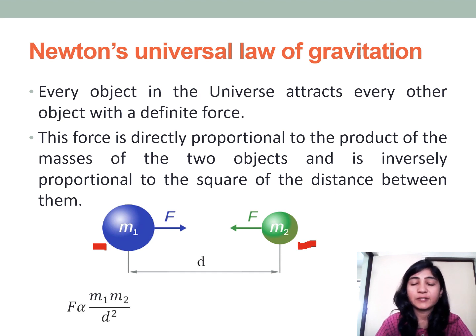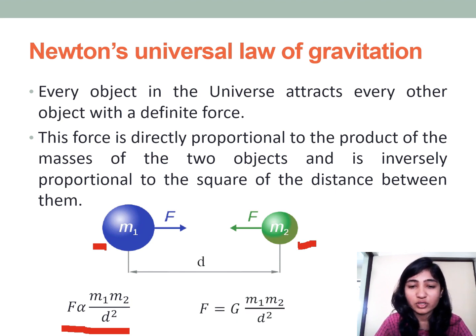So let us formulate it. Force, F, is directly proportional to the product of the masses of the two objects. Force is between the two objects, so force is directly proportional to the product of the masses and inversely proportional to the square of the distance between the objects. We can write it like this also. We can take one constant and equate it. F is equal to G m1 m2 upon d square, where G is called the universal gravitational constant. It is constant all over the universe.